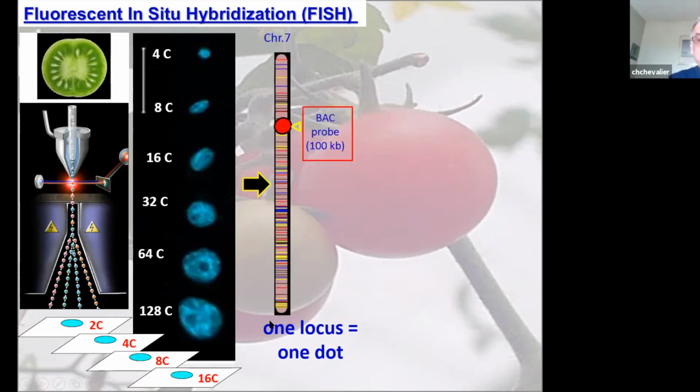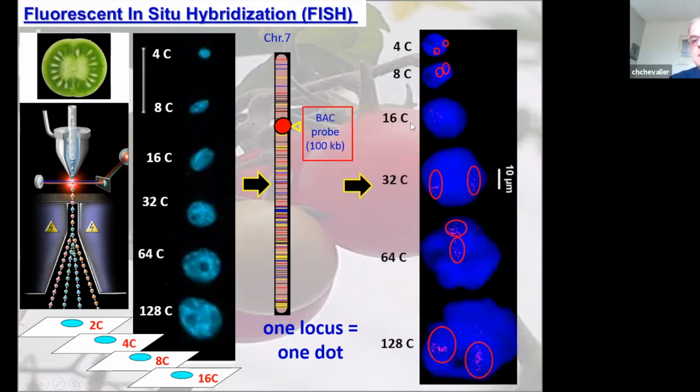And then we think of a probe that could be a long DNA sequence, let's say 100 kilobase pair, that could be specific of 1 chromosome here. And then we hybridize this probe with these purified nuclei. And we can here see that we have the amount of dots corresponding to the different chromatids. 1 chromatid, 1 locus would be 1 dot. And according to the DNA content, we have the increase in the number of dots, and we have the separation of these dots in 2 clouds, which correspond to 2 chromosomes.